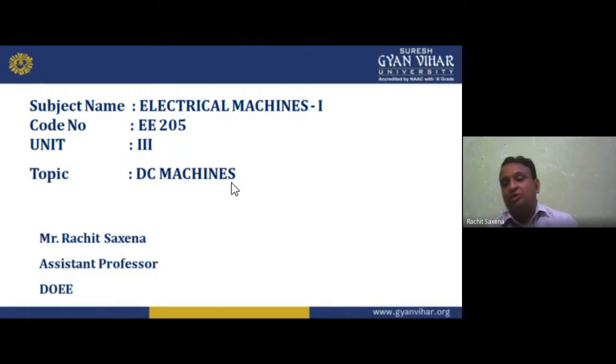If I am talking about non-rotation, that is the electrical part, we have EMF, not torque. If I am talking about the EMF, and if I am talking about the torque, that means I am talking about the motor. So this is the basic thing.